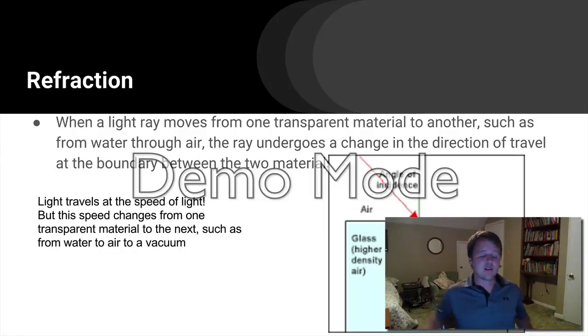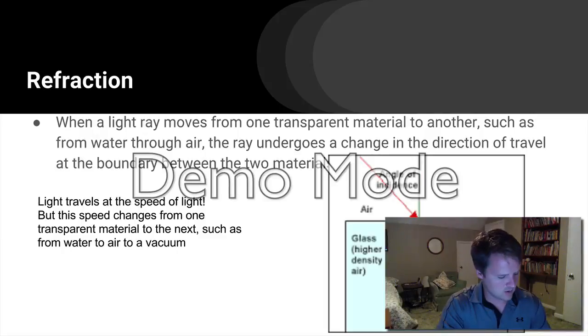Light is going to travel at the speed of light, but this speed changes from one transparent material to the next, such as from water to air to a vacuum. And when it does this, it changes its angle. That's why, if you remember people who fish with spears, like Tom Hanks in Castaway, the fish is not where you think it is because of the angle of refraction. So if you throw your spear a little bit off, you'll be better.